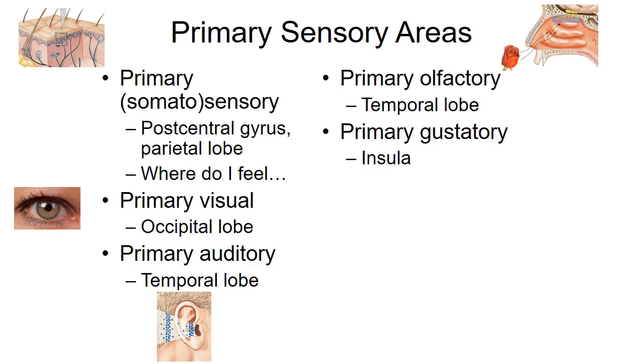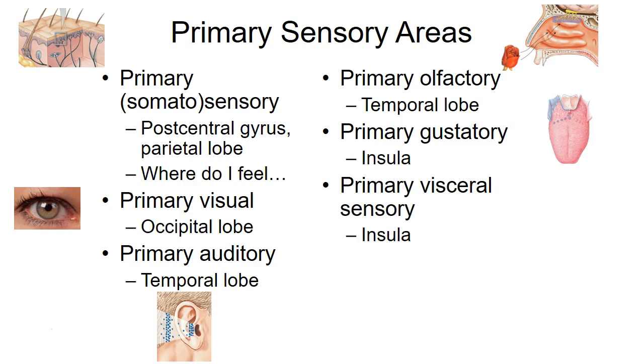So gustatory is located in that deep lobe called the insula. Gustatory means tasting. So we have a primary gustatory area. It's involved with tasting. And then we also have sensory information coming in from our viscera that's also located in the insula. And when I say viscera, I'm talking about a lot of the internal organs.